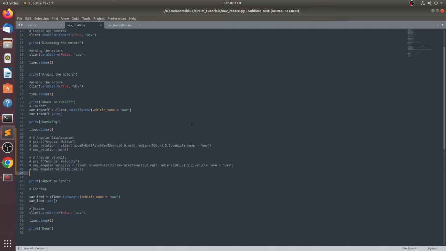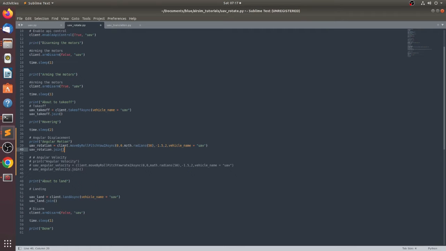There are two different functions which we can use to achieve the rotation motion. One is a rotational or angular displacement, where you just give a certain angle. Let's say I want to rotate the drone around 50 degrees, you just give that angle, and it's going to take the drone to that position, which is this one. Here you could see that it's moving by roll, pitch, and yaw.